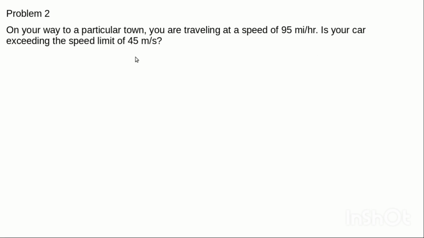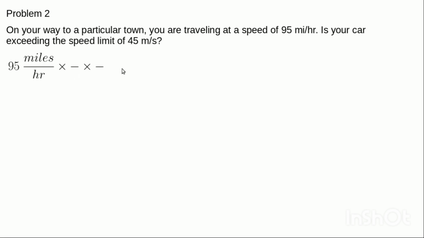Right. So what we need to do is to convert this one to meter per second, and that's it. Once we convert to meter per second and the value is greater than this, that means we have exceeded the limit. But if it is lower, that means we have not exceeded the limit. So we start by providing 95 miles per hour, because there are 2 units, so we have dash times dash.